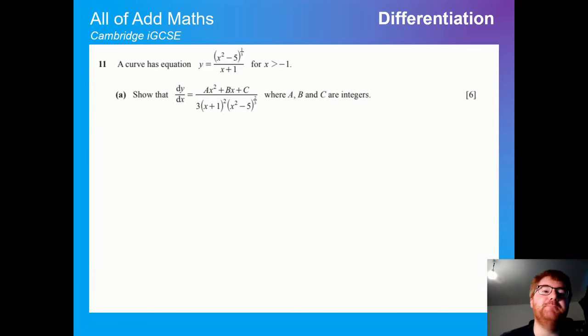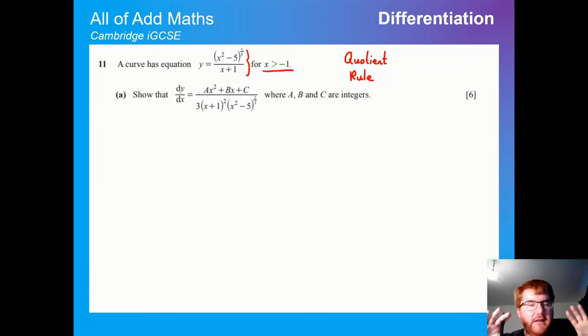So we have a curve with this equation here, x squared minus 5 to the power of a third over x plus 1, where x is greater than minus 1. That becomes important. And we need to show that the derivative of this is this horrible expression here. Now, the first thing I notice here is I've got a fraction. As soon as you get a fraction and you're differentiating, you're going to be needing what's called the quotient rule. And as part of the course, you need to be able to use the chain rule, the product rule, and the quotient rule effectively.